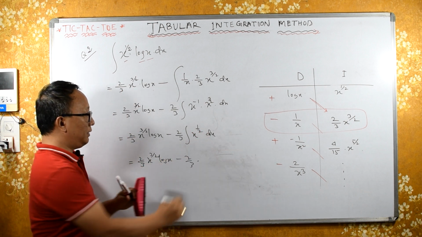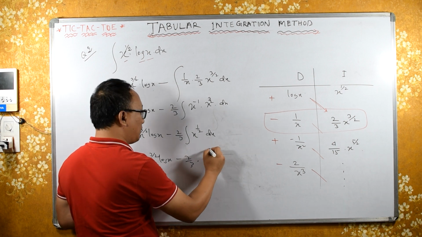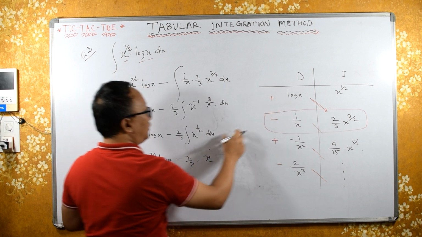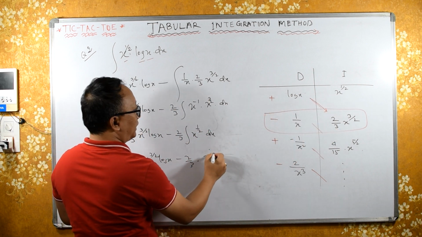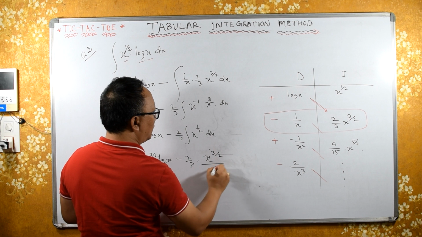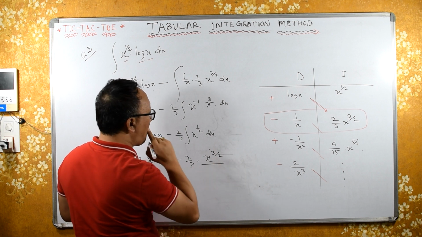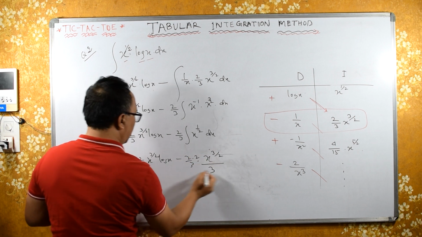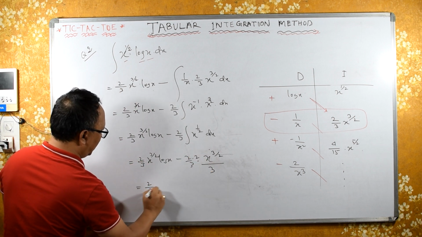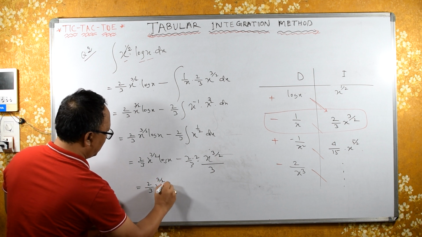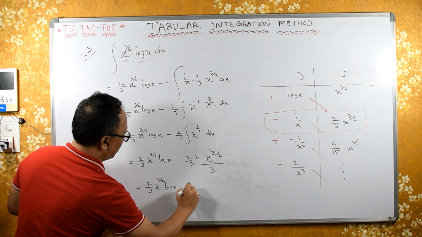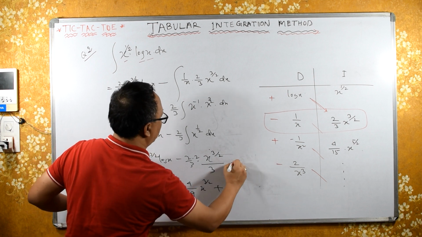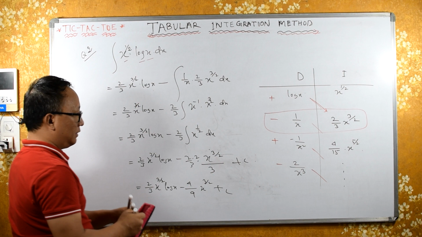Integration of this is very simple: x raised to half plus 1 is 3 by 2. If you integrate this, it is this. Therefore again x raised to 3 by 2 upon 3 by 2, that is 3 upon 2. Here 3 times 3 is 9, so 2 by 3 x raised to 3 by 2 log x minus 4 upon 9 x raised to 3 by 2 plus some constant. This is the required answer.